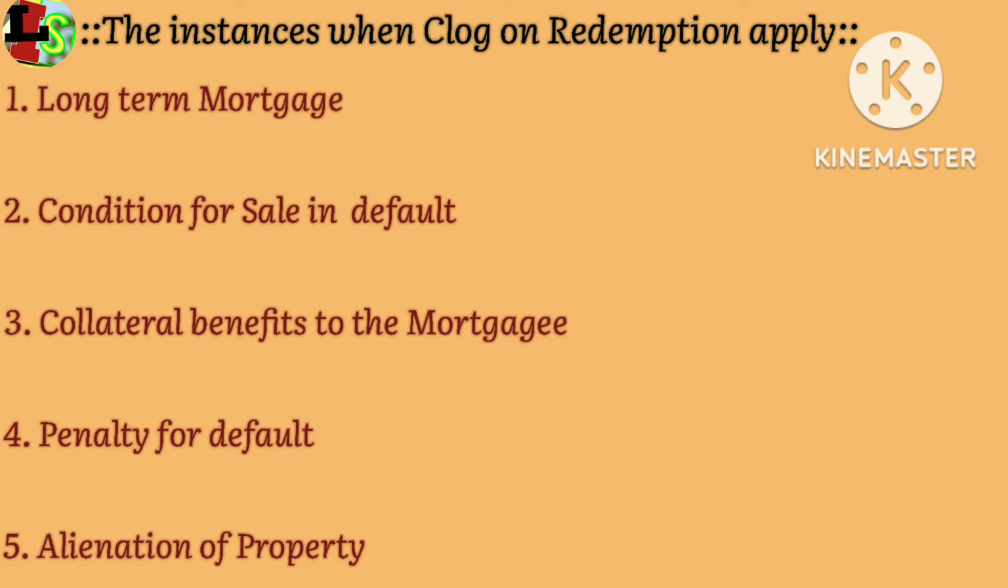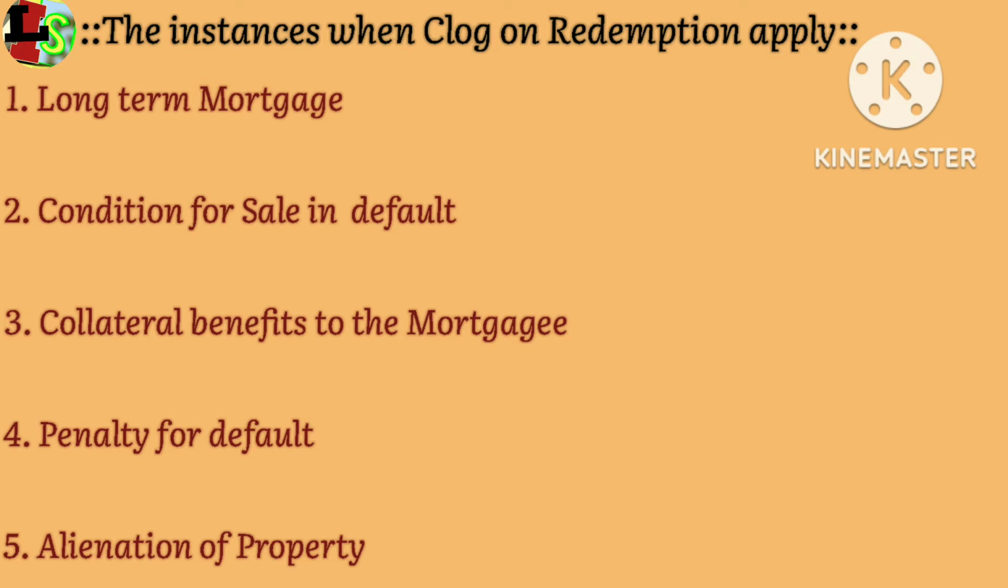2. Condition of sale in default. If in the mortgage deed a condition is set forth that on default of the repayment of loan, the mortgage property will go in favor of the mortgagee in the form of sale, that is a clog on redemption. 3. Collateral benefit to the mortgagee. Mortgagee gains some collateral benefits under the mortgage deed, such as in the case of usufruct mortgage. If the collateral benefit continues after the repayment of loan or after the end of the mortgage deed period, and such is in a clause under the mortgage deed, then there is a clog on redemption.